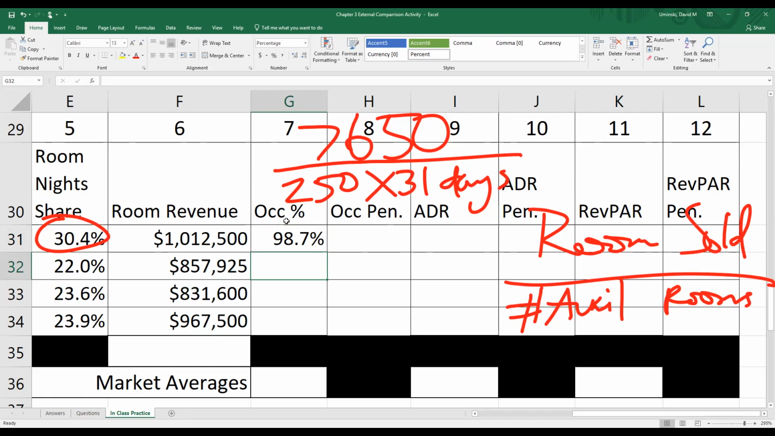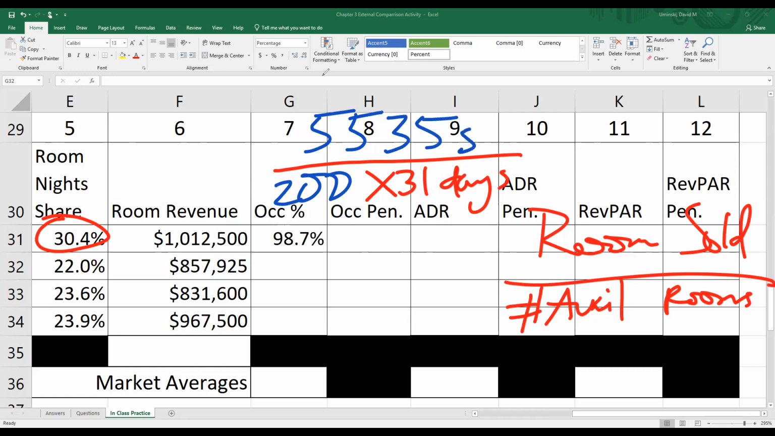So then Hotel B, how many rooms are in Hotel B? There's only 200 in Hotel B. So in that case, 200 rooms times 31 days. And then how many rooms did they sell? 5,535. You see where we get that number? In column 4, we sold 5,535.